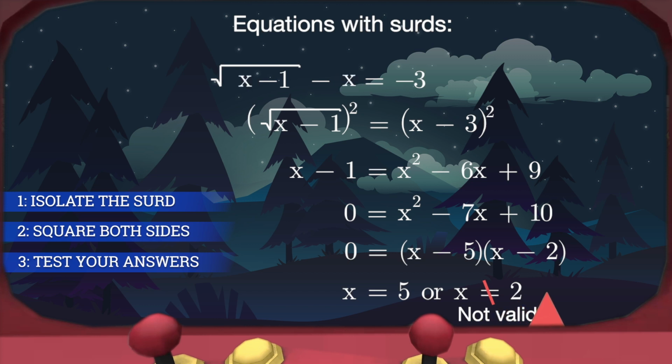And there we go. So I hope you could follow the steps. They will be like this for all examples where we have surds in the equation.